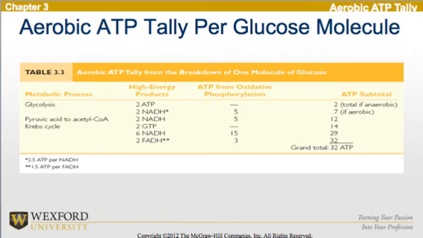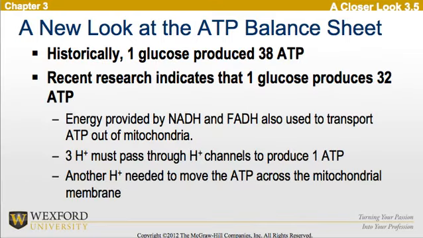Looking at the aerobic ATP tally per glucose molecule, you can ultimately see that the NADH and the FADH that are produced during the Krebs cycle lead to the majority of the ATP created during oxidative phosphorylation utilizing the electron transport chain. Now, if you take a closer look at the ATP balance sheet from before, historically, one glucose actually produced 38 ATP, but recent research indicates that one glucose only produces 32 ATP.